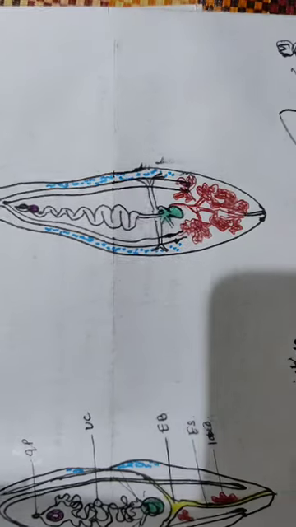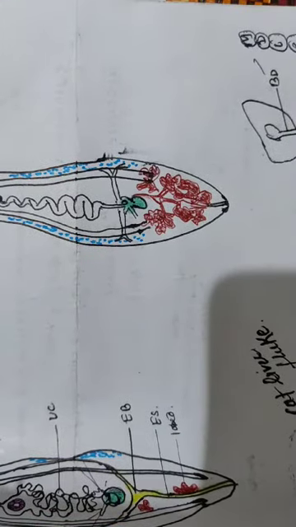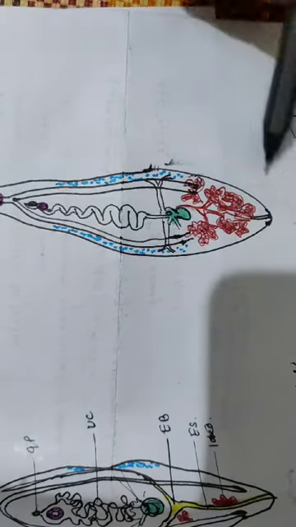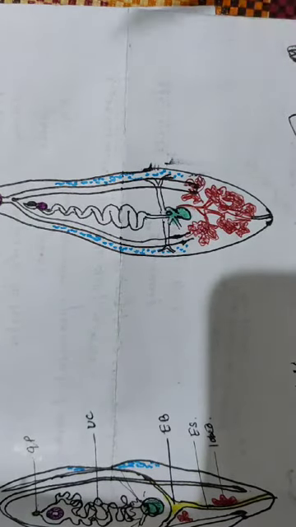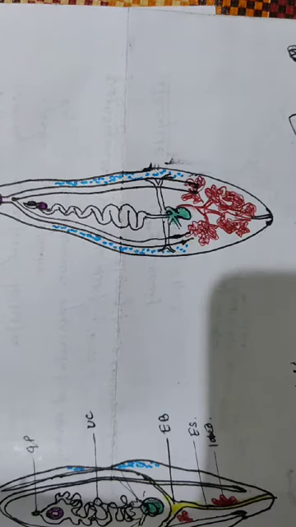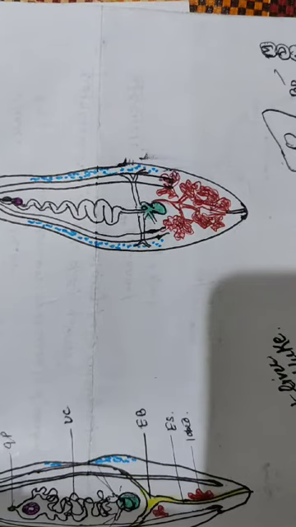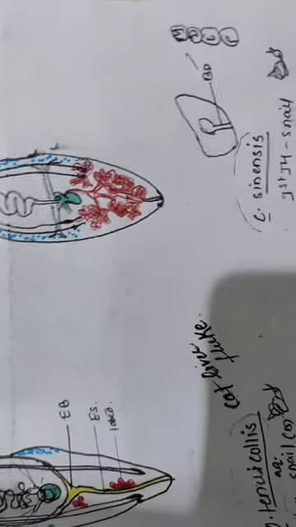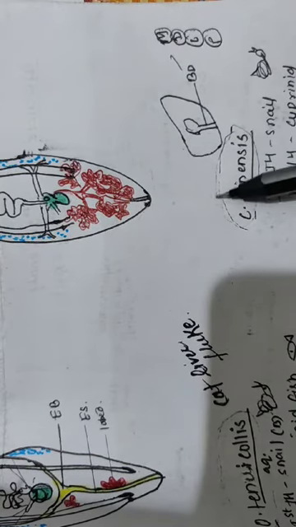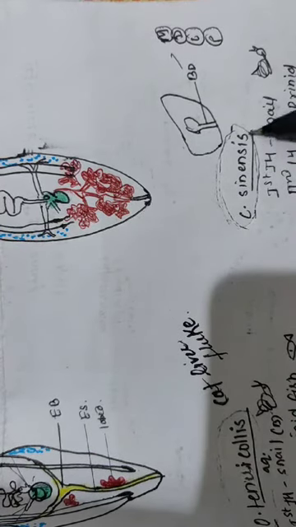Before that, the common name of Clonorchis sinensis. This is the diagram of the Clonorchis sinensis species. Clonorchis sinensis is commonly known as Oriental liver fluke or Chinese liver fluke. So it may be asked in the exam: the common name of Clonorchis sinensis is what? Oriental liver fluke or Chinese liver fluke.